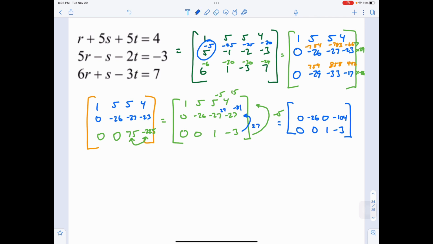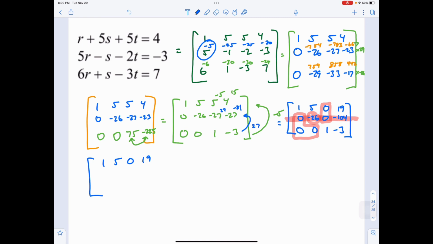Let's go ahead and work on our first row. It's 1, 5. We didn't change anything here, only the last two values. 5 and negative 5 is 0. And 15 and 4 is 19. So hopefully you can see that we are having more zeros. Now how can I get this center value to become a 1? Let's divide the whole row by negative 26. So we end up with our new values, 1, 5, 0, 19.